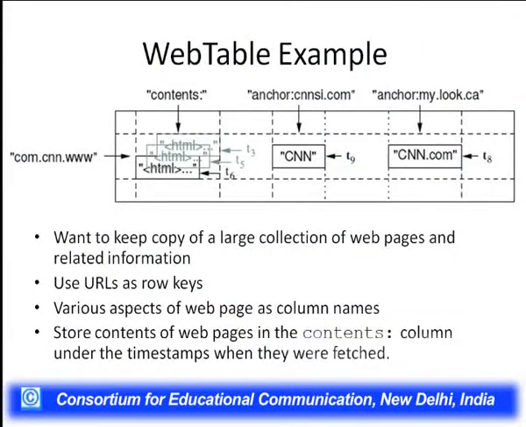This is one of the examples where we can store a web page in the form of a web table in BigTable. Here the data will be organized in the form of rows and columns, and the URLs can be kept as row key values, and different aspects of the web pages can be treated as the column names. Different aspects of a web page can be, for example, the language, or the kind of web page, whether it is an educational web page or a beauty web page, etc. This is the way in which BigTable can store a web page in itself.